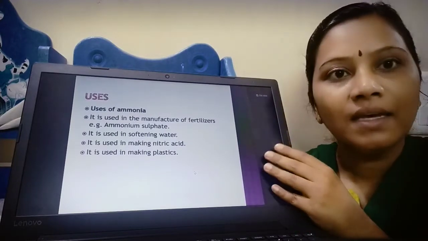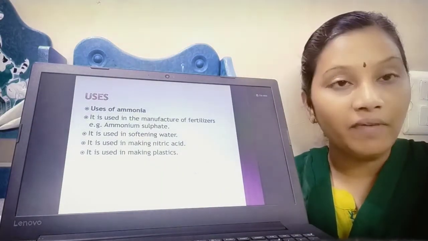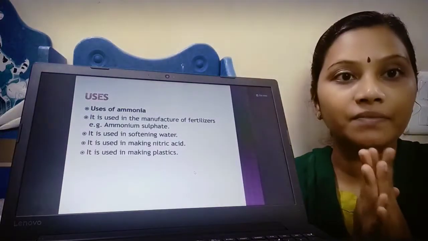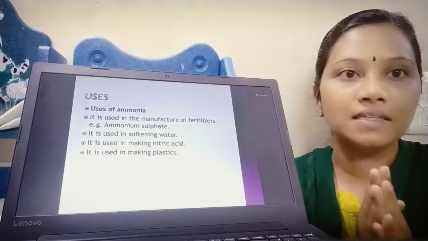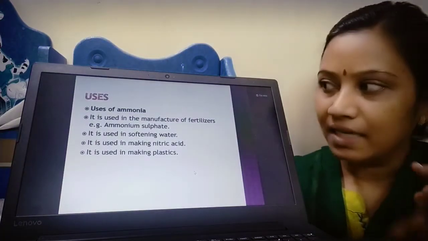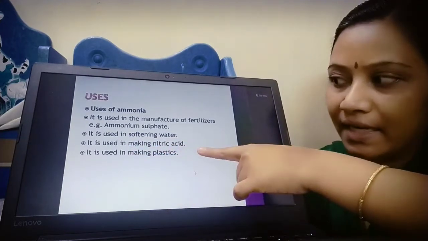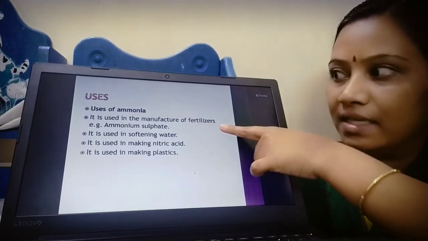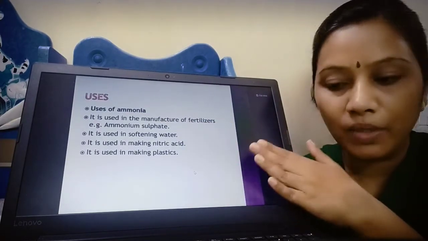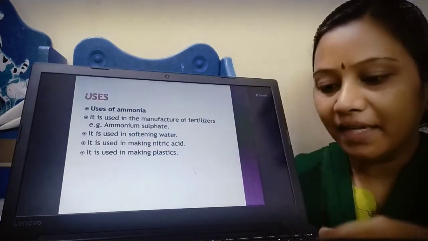Then uses. Whenever we talk about ammonia, the first thing that comes to our memory is that ammonia is a fertilizer. It's used in agriculture, where its role is as a fertilizer. It is used in softening water, in making nitric acid, in making plastic, and in the manufacture of fertilizers. So these are the uses of ammonia. What did I tell you? Ammonia is used in making nitric acid.